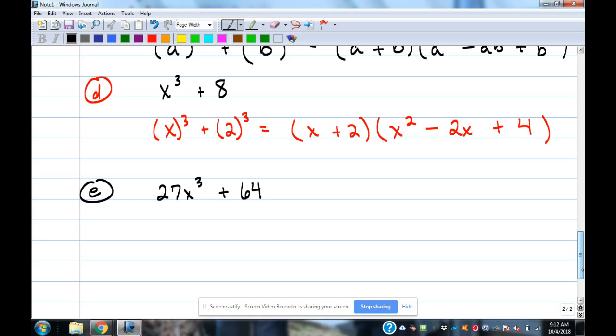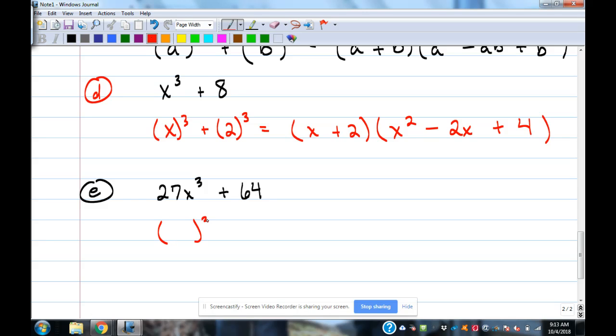8 goes into 64, but it doesn't go into 27 evenly. 3 goes into 27, but that doesn't go into 64. 9 goes into 27. Does that go into 64? Not evenly. 27 goes into 27. Does that go into 64 evenly? No. 54 it would, but not 64. So no GCF. It's only got 2 terms. One of them has an x cubed on it. So that makes me think, okay, if it's anything, it's a sum of cubes because it's addition.